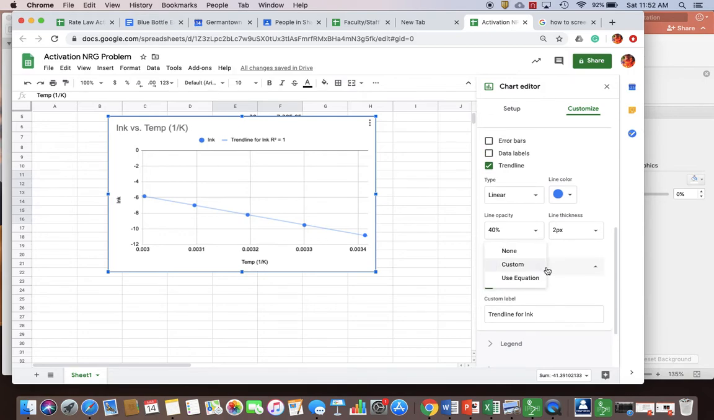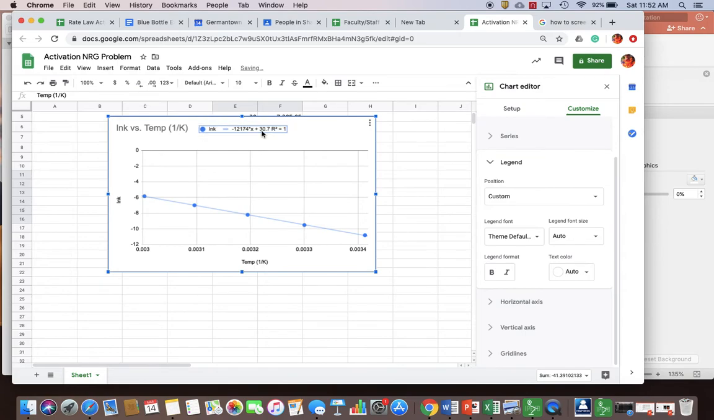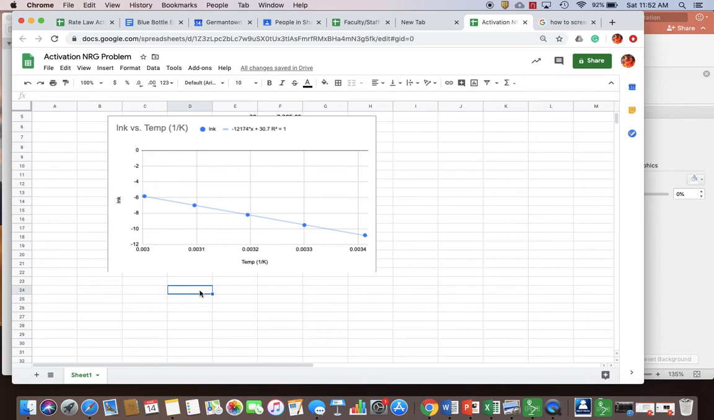We want to look at the equation though. Okay, so there's our equation. All right. So here is our slope, negative 12,174. And if we divide that, we'll make that positive because it's activation energy. It's going to be a negative slope, but we're just going to take the absolute value. So here, let's see if we've got that number. Negative 12,174.